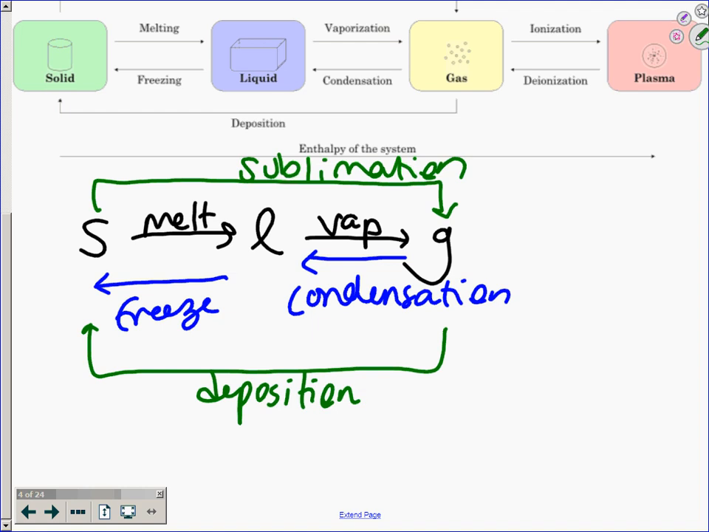So how many phase changes should we know? Six of them between those three main states of matter. Examples of plasma would be like the aurora borealis. Has anybody ever seen that?